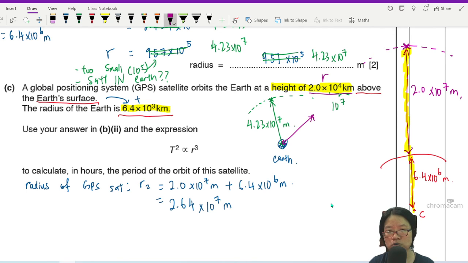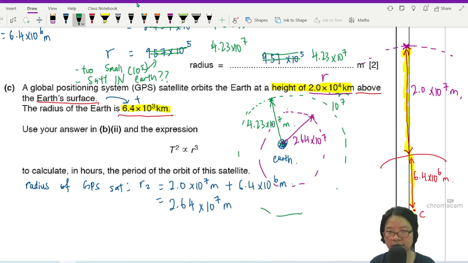I mean, not drawn to scale, obviously. This is 2.64 times 10 to the power of 7. So one circle is here, and the other circle is here. So you have two different satellites at different orbits.